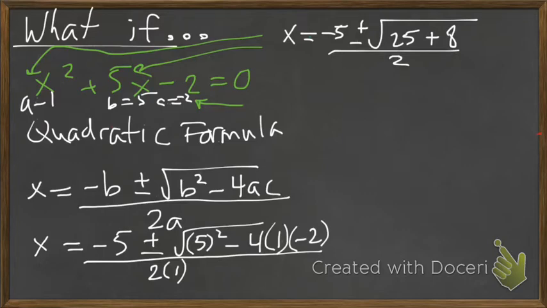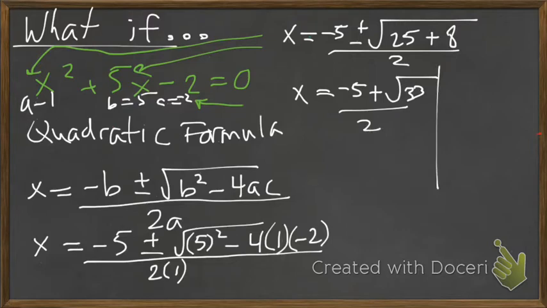Okay, so now my x can be separated into two ways. x can be equal to negative 5 plus root 33, all divided by 2, or x can be equal to negative 5 minus root 33, all divided by 2. The reason for that, again, comes down to this plus or minus, because my answer can be positive or negative. Okay? So I'm going to solve each one here.